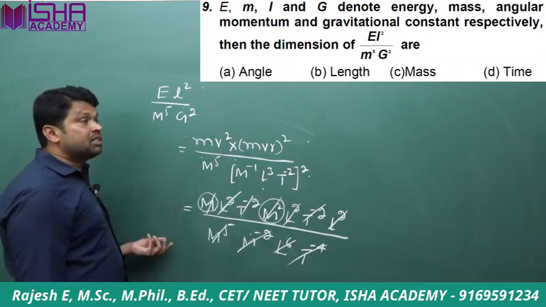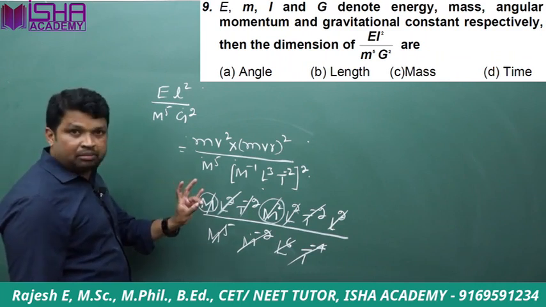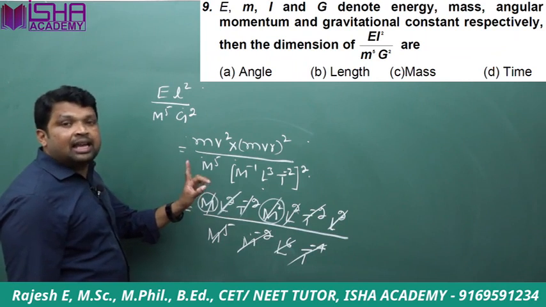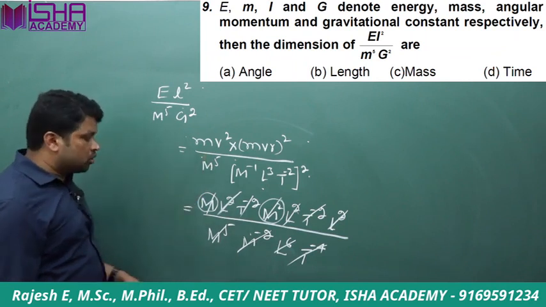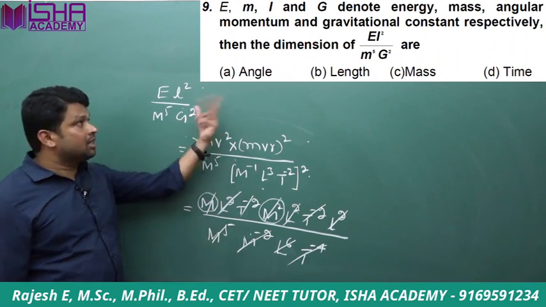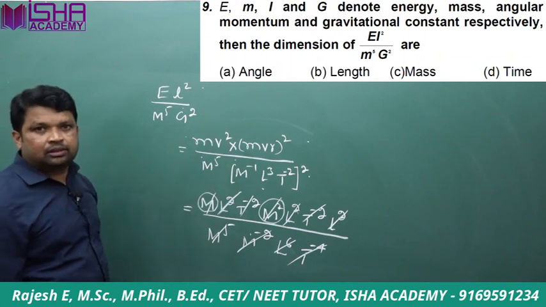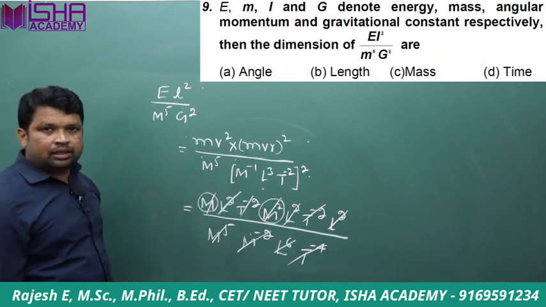So in that option which is dimensionless: mass is having dimension, time is having dimension, length is having dimension, angle is not having dimension. So the dimensionless quantity is angle, and the option is A. And the option is the first one. See that? Right? Got it? Okay.